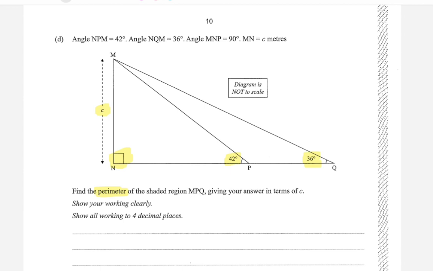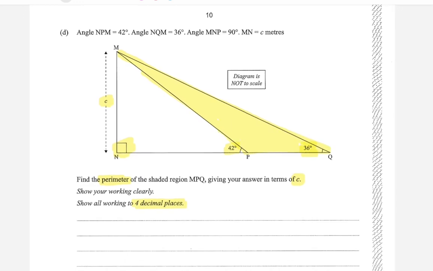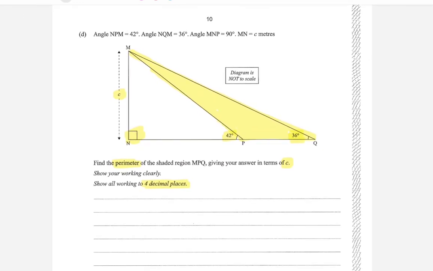MPQ. They haven't shaded it, but we can shade it. This is MPQ, this triangle here. So we need to find the perimeter of this, giving the answer in terms of C. Show your working and show all working to 4 decimal places. Right. Cool. So now let's start. Let's see where we can start.